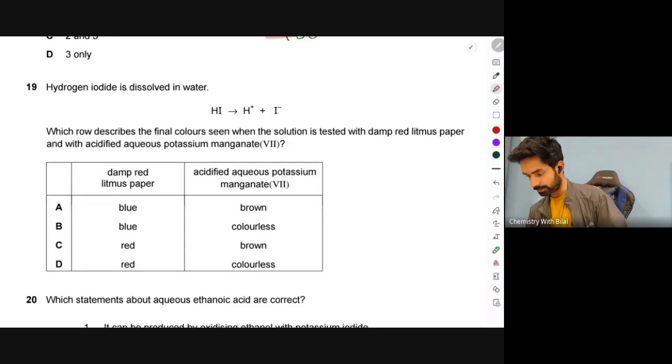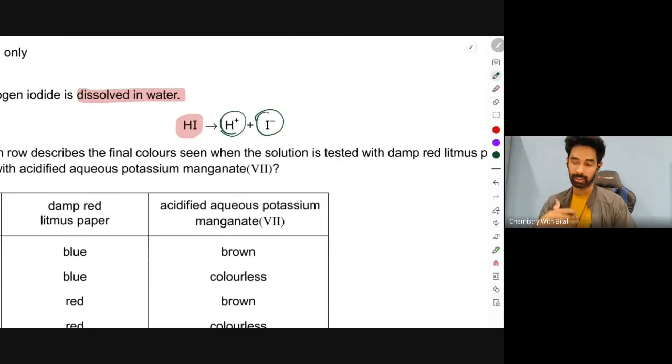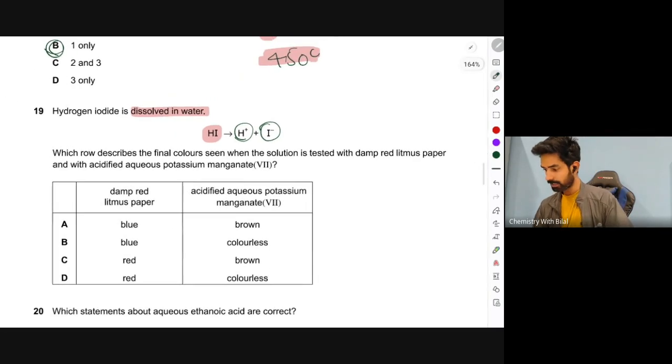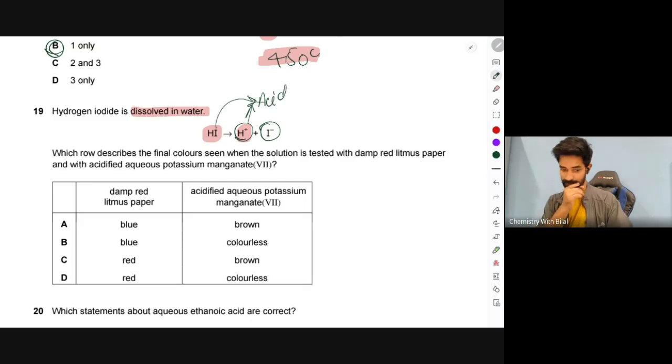Hydrogen iodide is dissolved in water. This is what hydrogen iodide is. When dissolved in water, it produces ions. That means it is soluble in water. Okay. And when it dissolves in water, it produces hydrogen ions. That means it should be an acid. I mean, hydrogen iodide is an acid, since it produces hydrogen ions.